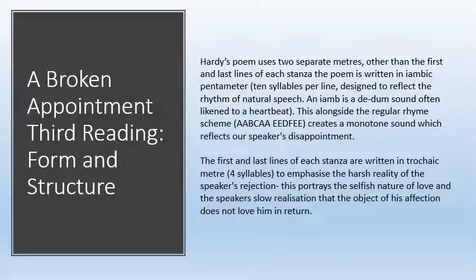The first and last lines of each stanza are written in trochaic meter. That means they've got 4 syllables. If iambic pentameter is 10 syllables a line, trochaic meter is 4 syllables. To emphasize the harsh reality of the speaker's rejection, this portrays the selfish nature of love and the speaker's slow realization that the object of his affection does not love him in return. So simply copy that into your books.